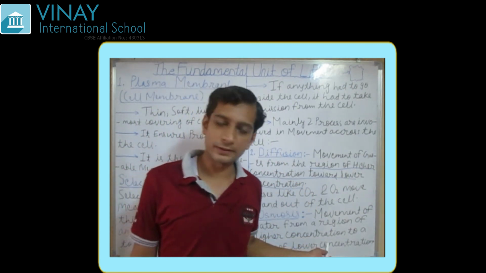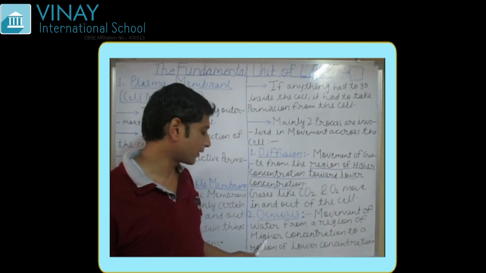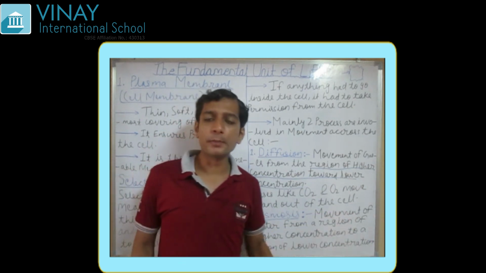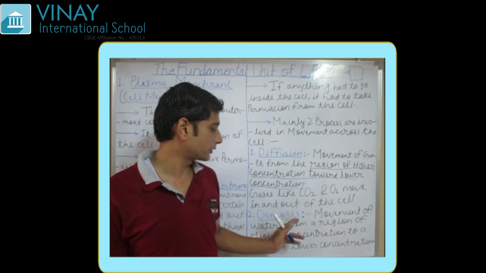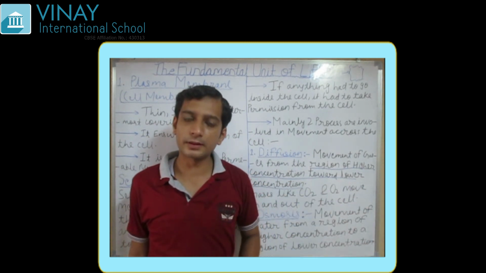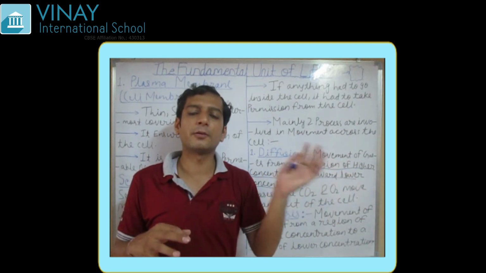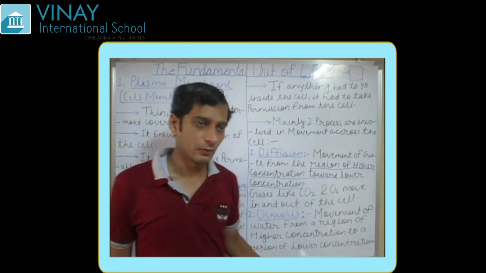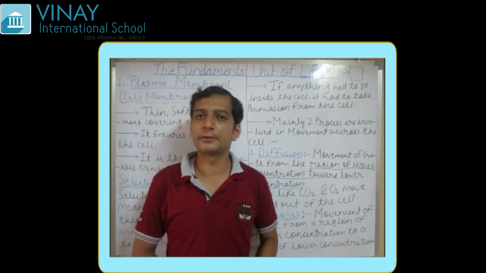Next is osmosis. It is the movement of water from a region of higher concentration to a region of lower concentration. In diffusion we see movement of gases; in osmosis, movement of water. Water moves either from the environment to inside the cell, or from inside the cell to the environment. So this was all about the plasma membrane. This was all for today. Thank you.